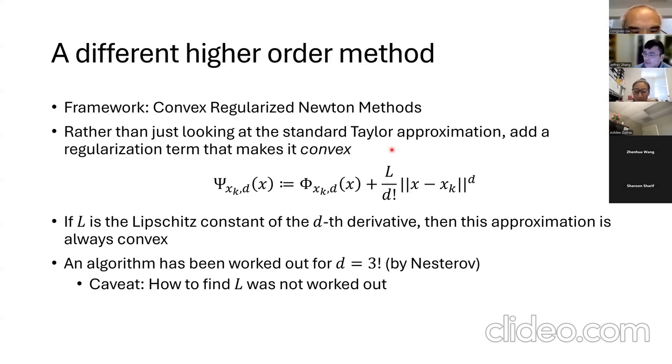And Nesterov did come up with something for d equals 3. They get global convergence out of it at a linear rate. There is the issue that you don't know how to find L, so a priori, there's not any particular reason to believe that you know what the Lipschitz constant of any particular function is. That makes a bit of a gap in terms of making this implementable. And being able to pick the constant in this regularization term is a big part of what makes our algorithm work.